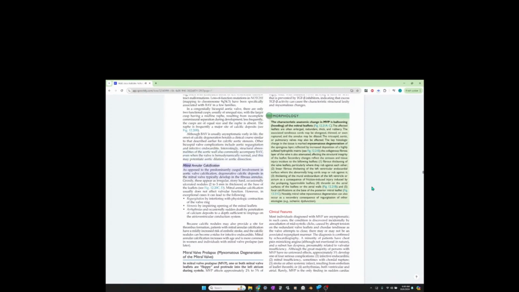Mitral annular calcification. As opposed to the predominantly cuspal involvement in aortic valve calcification, degenerative calcific deposits in the mitral valve typically develop in the fibrous annulus.